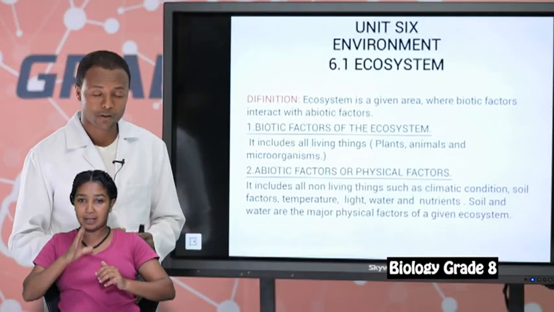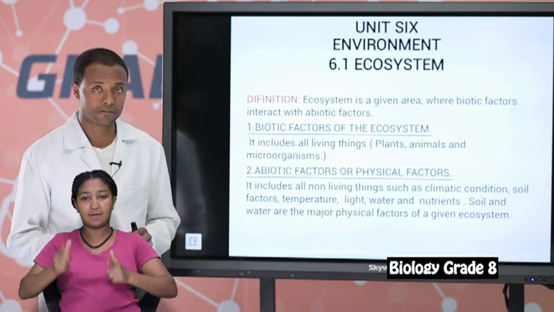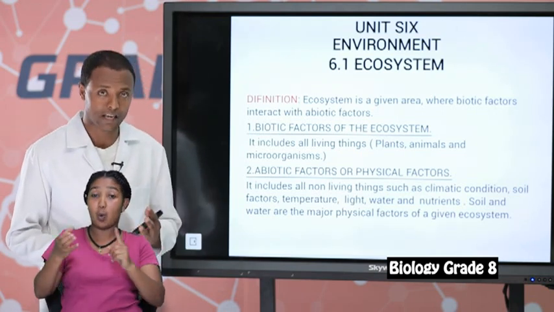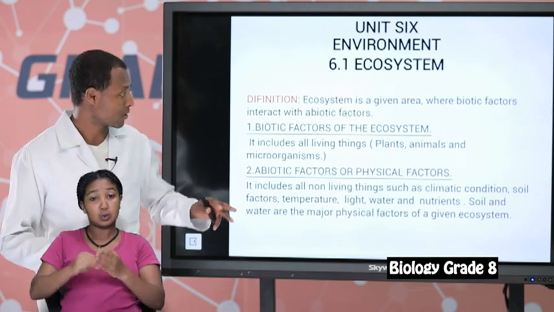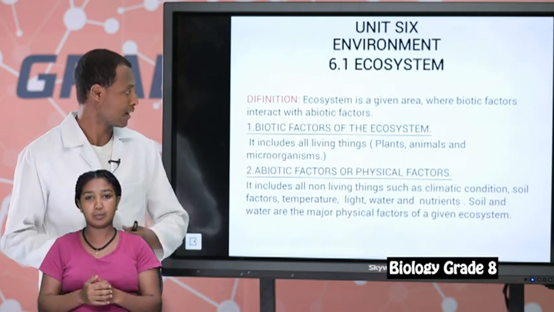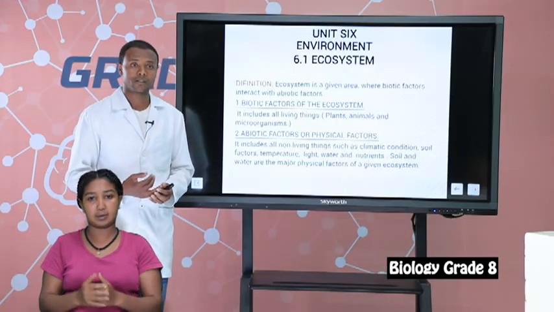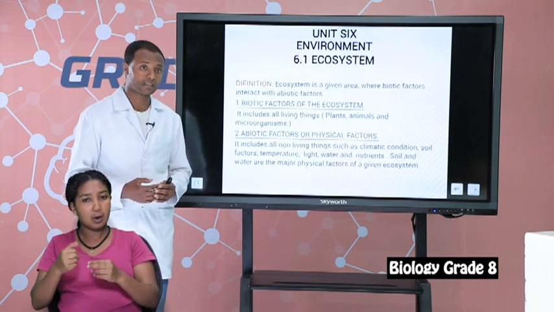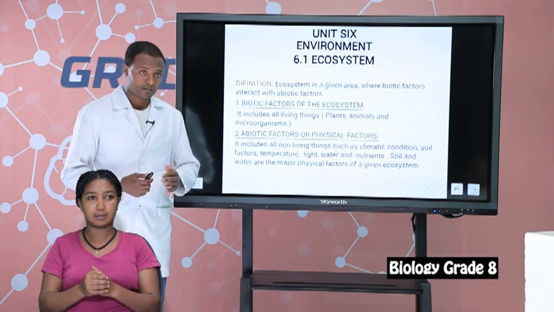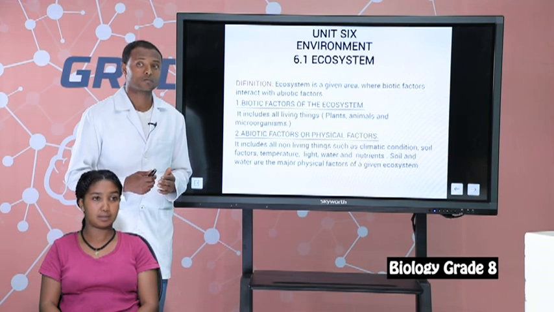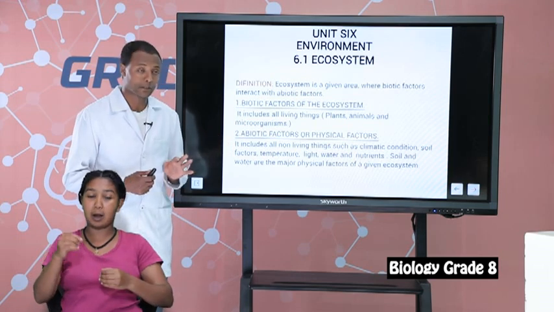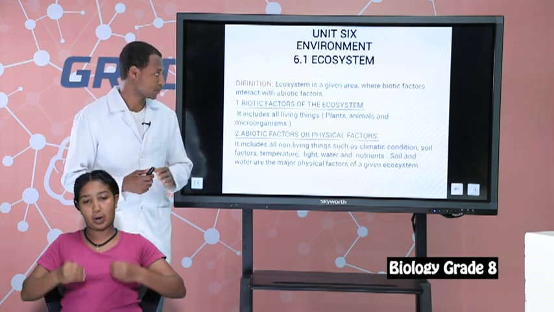So what are the biotic factors of the ecosystem? As the name implies, biotic concerns life or living things. So it includes all the living things available within the ecosystem: plants, animals, and microorganisms. Can you name any other organisms other than these? No other organisms. The living things within an ecosystem are plants, animals, and microorganisms.